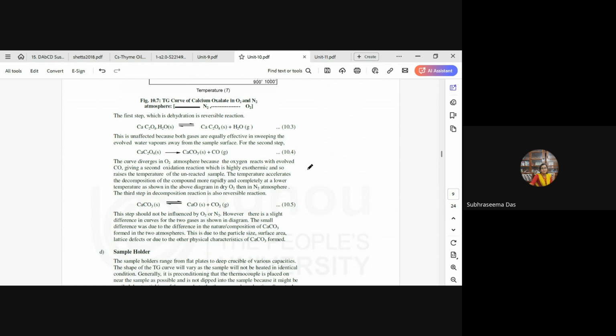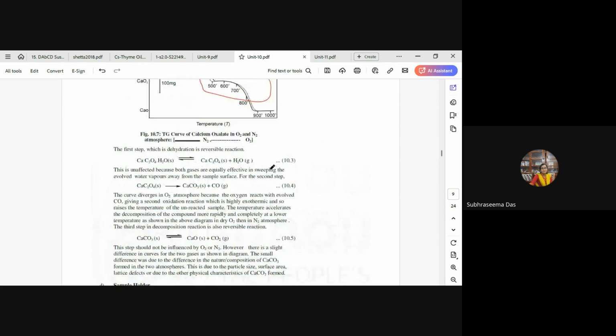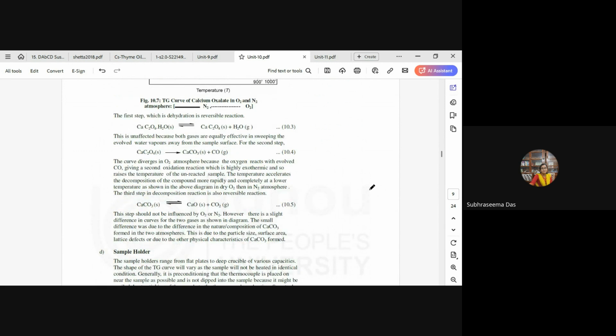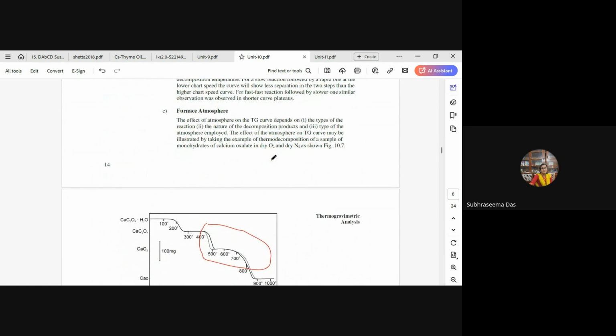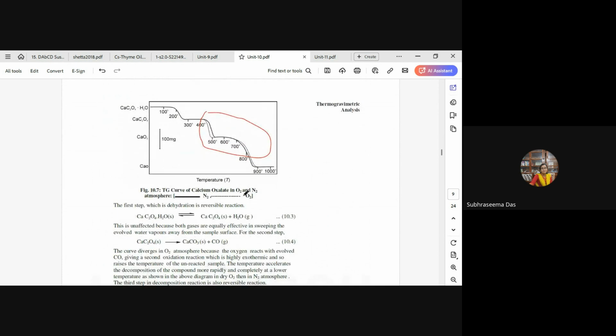Now in this step, beyond 800 to 900 degrees centigrade, the calcium carbonate has totally decomposed, and this step is not affected by O2 or N2. Still, we can see a slight difference, which may be due to the nature or composition of the calcium carbonate, such as particle size, surface area, or some lattice defects. So this is how we can study the different types of inert atmospheres or normal gas atmospheres used in TGA, and study the influence of such atmospheres.